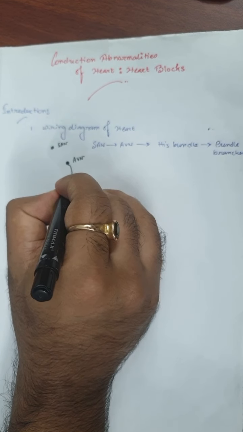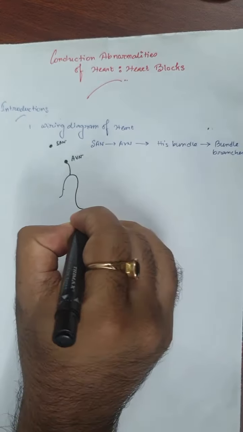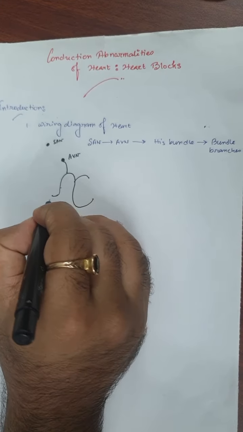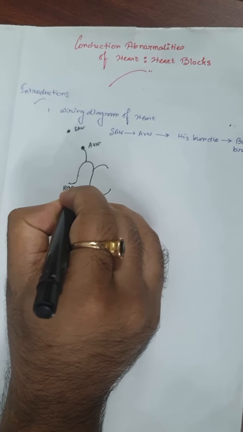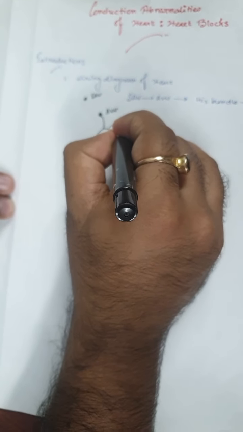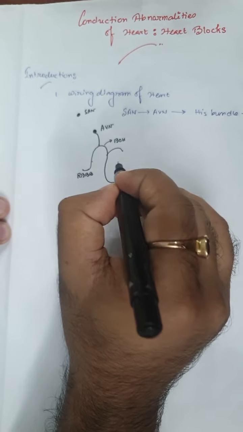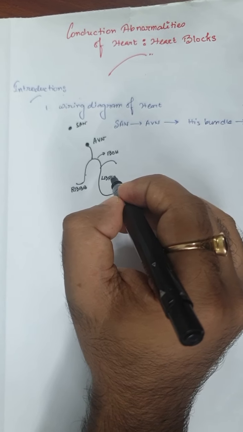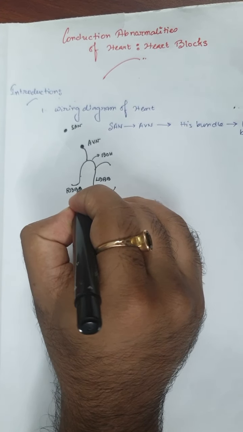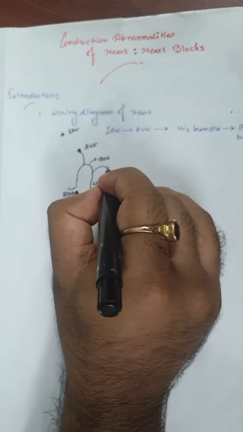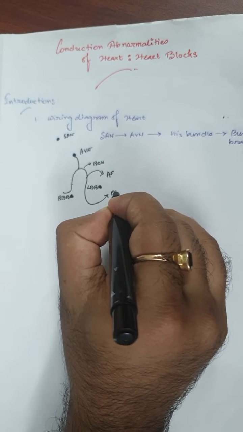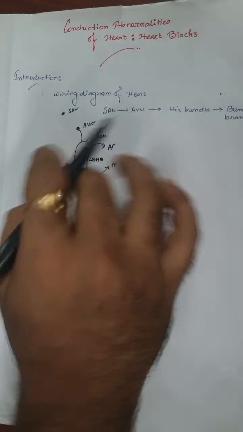and from the AV node this impulse is transmitted to the right ventricle by the right bundle branch via the bundle of His, and to the left ventricle via the left bundle branch. And next, the left bundle branch again divides into two fascicles. One is the anterior fascicle and one is the posterior fascicle. So this is the wiring diagram of the heart.